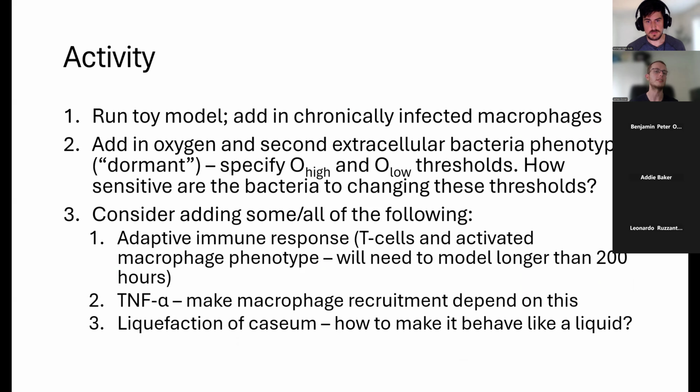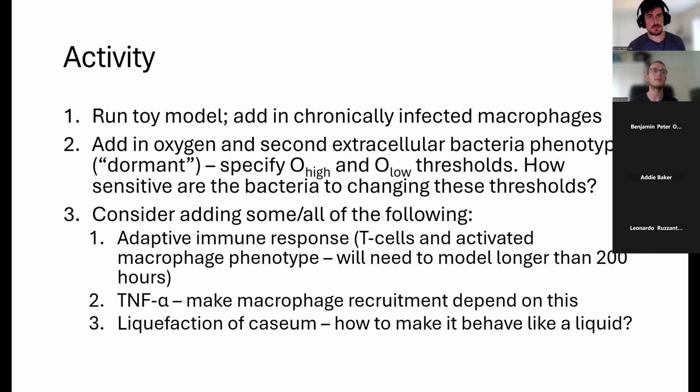Potentially as a further extension, you could add oxygen as one of the chemical fields, and therefore differentiate the extracellular bacteria. So for now, in the toy version of the code that you'll have, there's just one phenotype. So you need to change it so that there are now two, a fast-growing state and a slow-growing state. And have some upper and lower thresholds where if the oxygen is above this point, it changes to fast growing, and if it's below a certain point, it changes to slow growing.